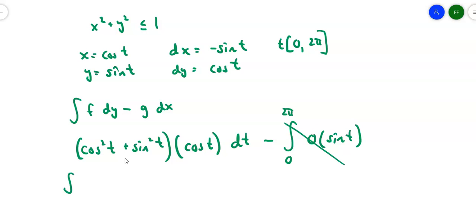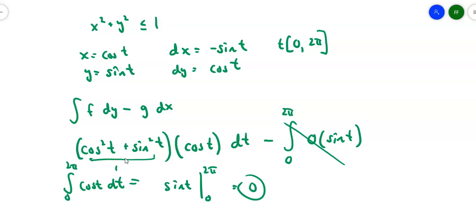This thing then just gives us the integral of cosine of t, because this piece here just goes to 1, from 0 to 2 pi, and that'll give us sine of t at 2 pi and at 0, which is 0. So the outward flux then is 0. All right, where does Green's theorem really come in handy?